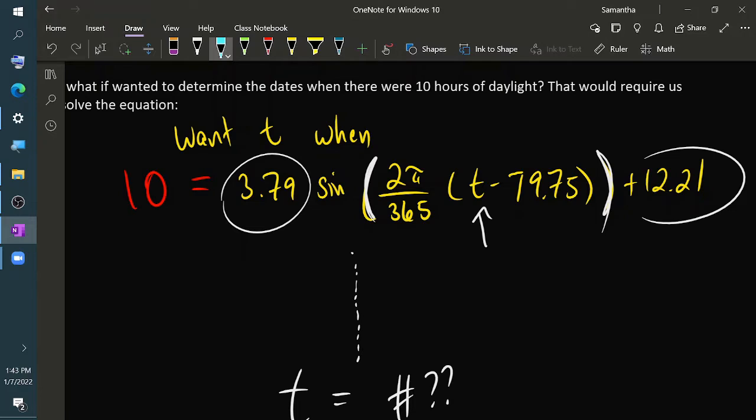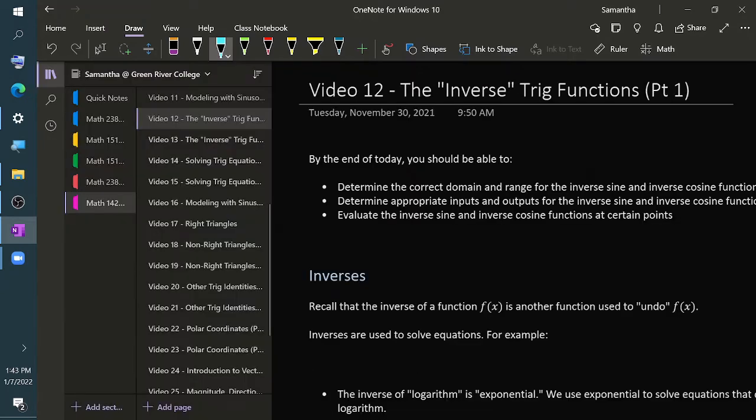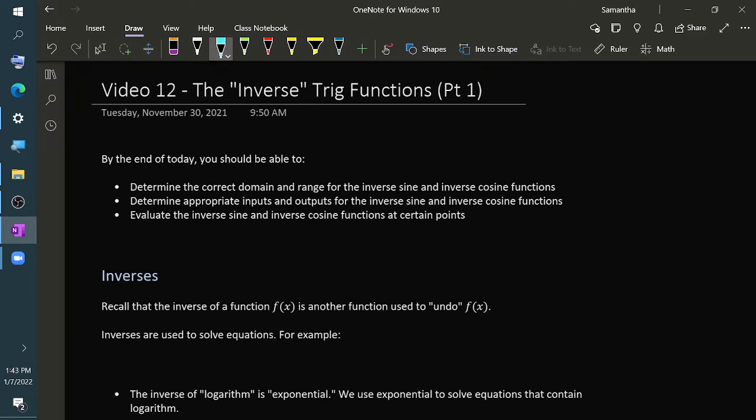Now, solving this for t, determining the values of t from this equation, is not something that we were able to do just yet, because the value of t is inside of the sine function. So the question becomes, how do we get the value of t out from inside a sine function so that we can solve equations like this one, where our equation has a sine function with a variable inside of it? Today is going to be the first day talking about how exactly that is done.